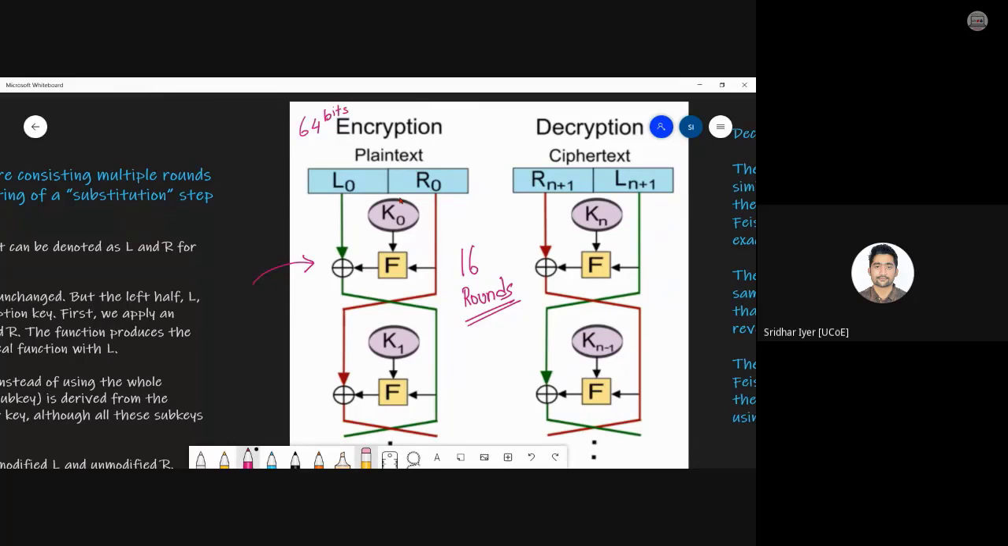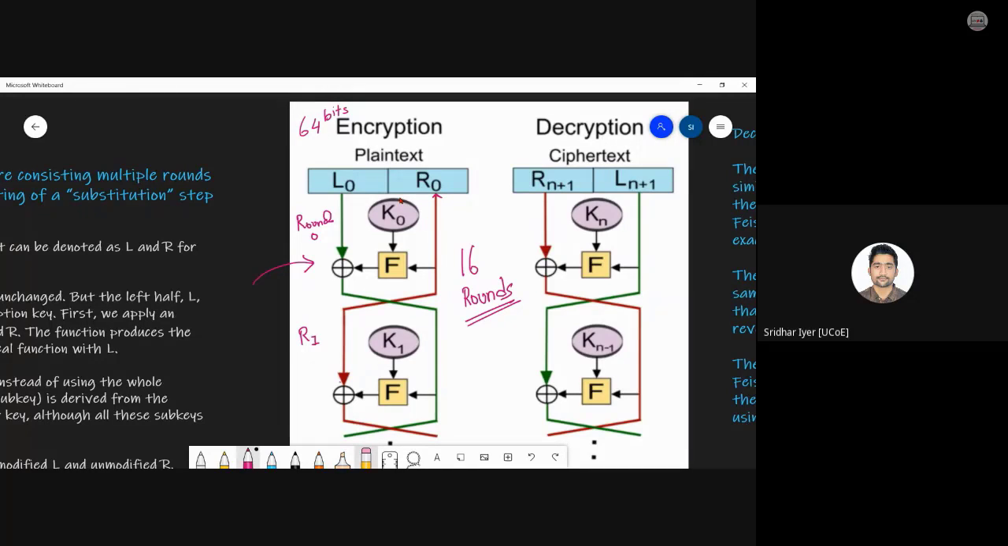This is your round number 1. This is your round number 0. Let me write round over there, otherwise you will get confused. Okay, round 0, round 1. So what happens is, in round 0, the R, that is the right plain text, is sent as it is, without any change, as the next LPT.